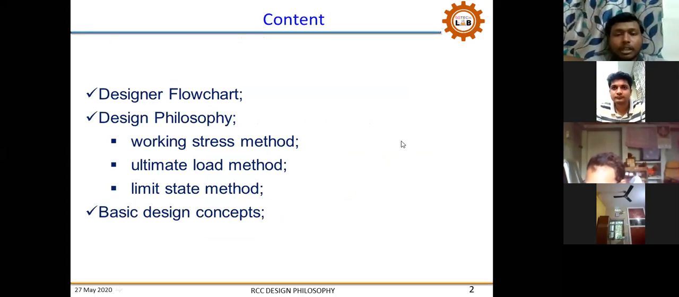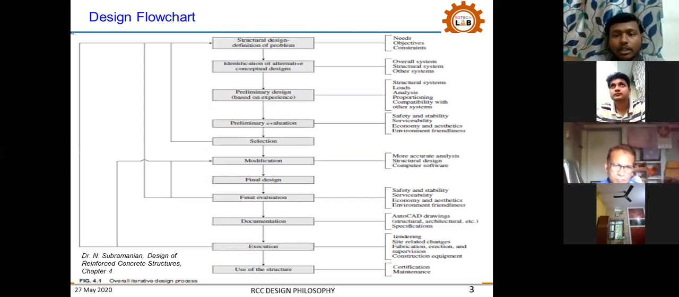This is the very beginning outline of what I'm going to present. So first one is a flow chart. What the designer basically does is try to identify the problem, like from where he will start. You have to identify the problem. So that is his first step: what is the problem?